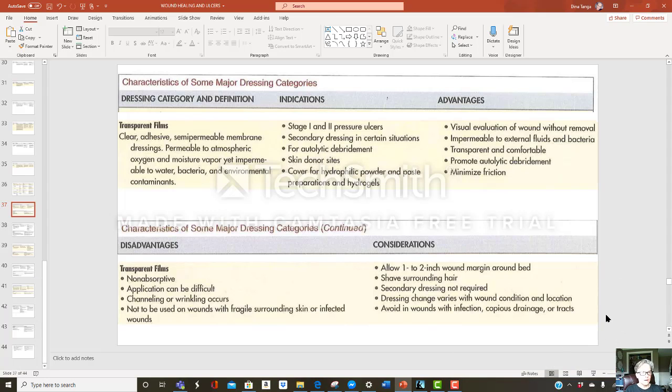Okay. Characteristics of some major dressing categories. Transparent films: clear, adhesive, semi-permeable membrane dressings, permeable to atmospheric oxygen and moisture vapor, yet impermeable to water, bacteria, and environmental contaminants.